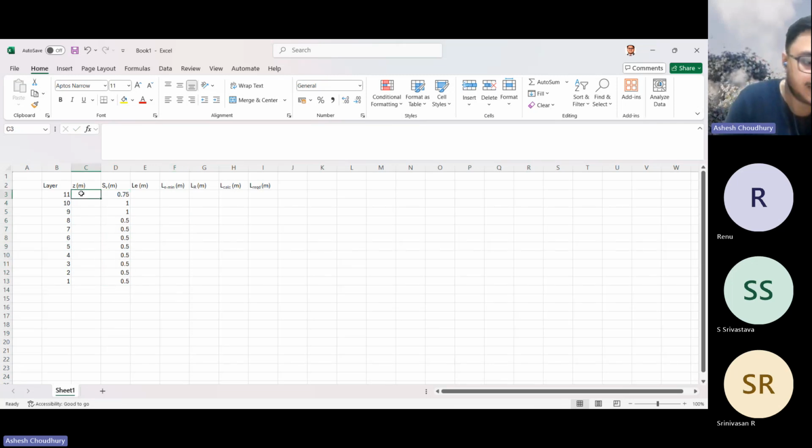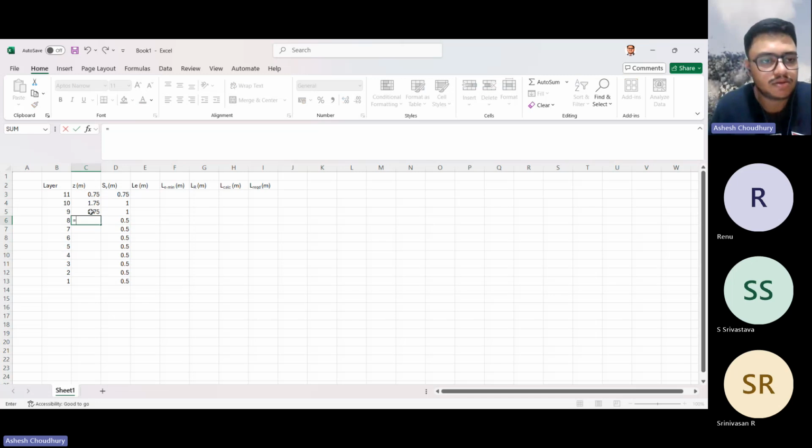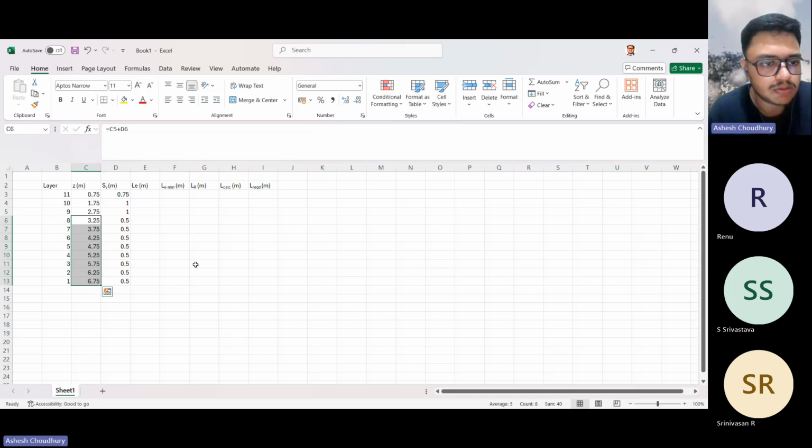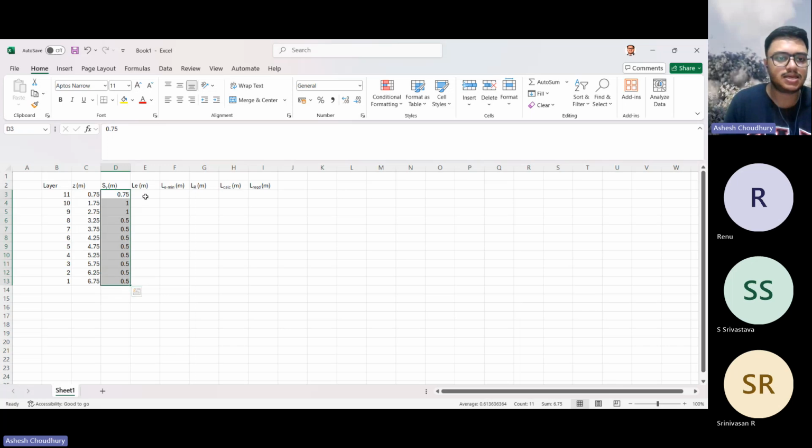Now what is the depth? 0.75, then we have 1.75, then we have 2.75, then we have, oh yeah, 6.75. Okay. Right, so these are the depths, this is the spacing, then LE.